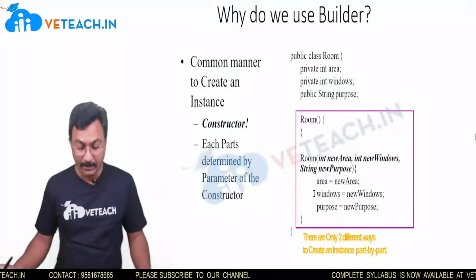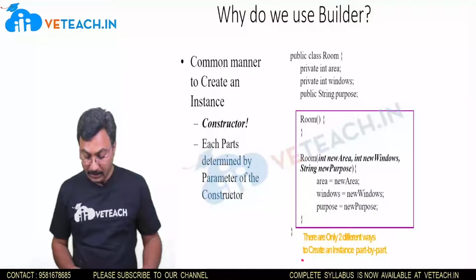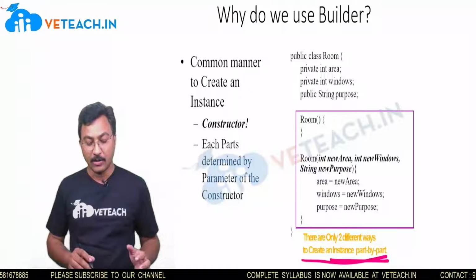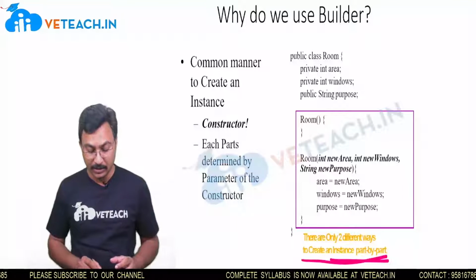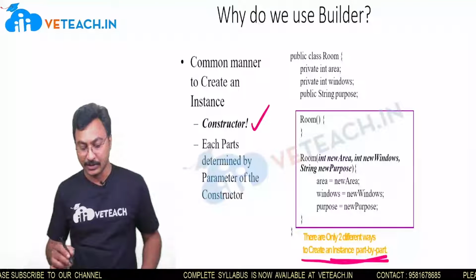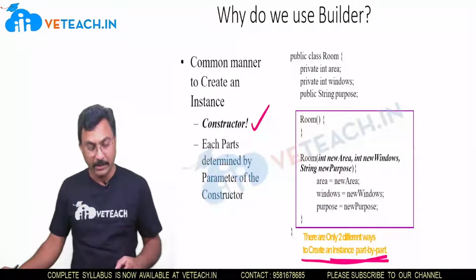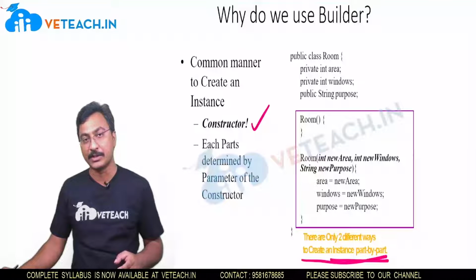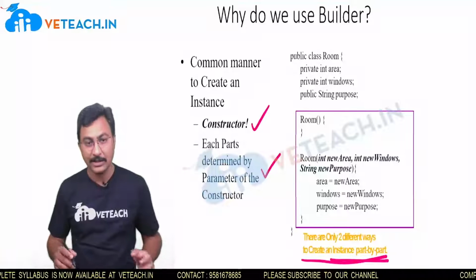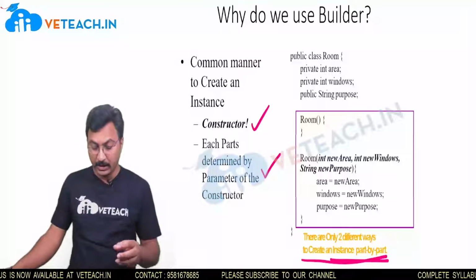So why do we use a builder? Specifically, we use a builder to create an instance part by part. You can see here the common manner to create an instance is usually by using a constructor. Yes, we do it with a constructor. So there are two methods of creating an instance. One is by taking the general method of implementing a constructor, and two is by taking a specific value or a specific instantiation of an object. So that also can create an instance.